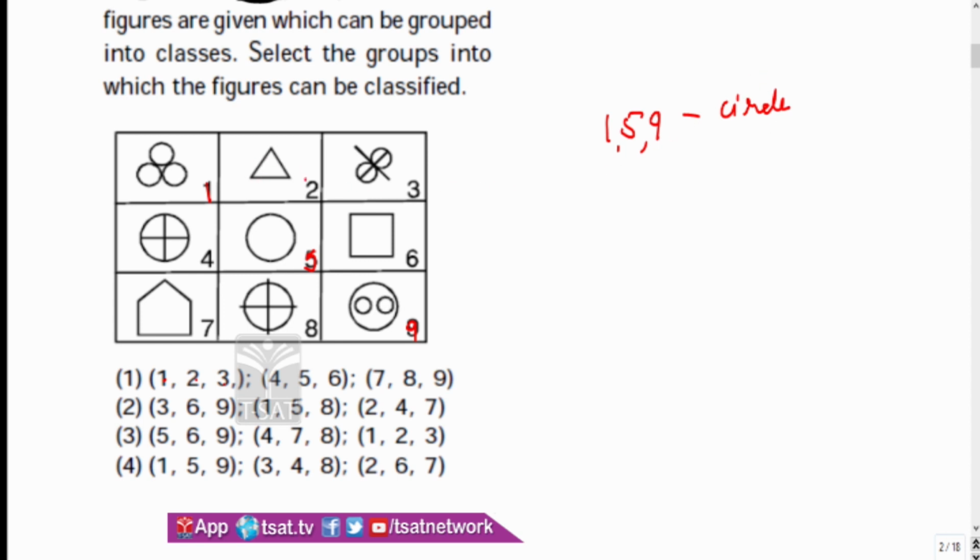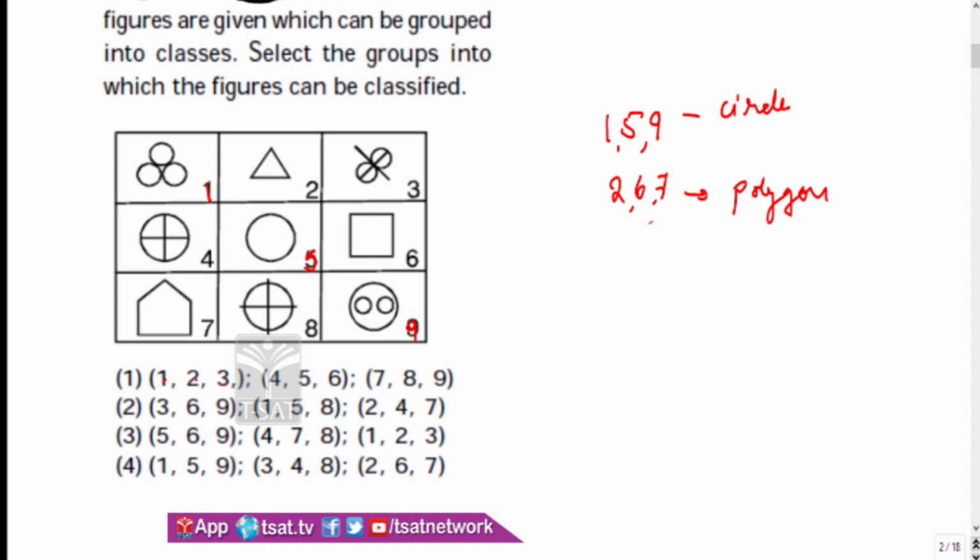Now what is the second one? In the second figure, you have polygons like a triangle here, so 3 angles or lines. When you have this triangle, square and pentagon, I can make one particular group. So 2, 6, 7 forms one group based on which character? Based on polygon. And what is the next one? That is 3, 4 and 8.